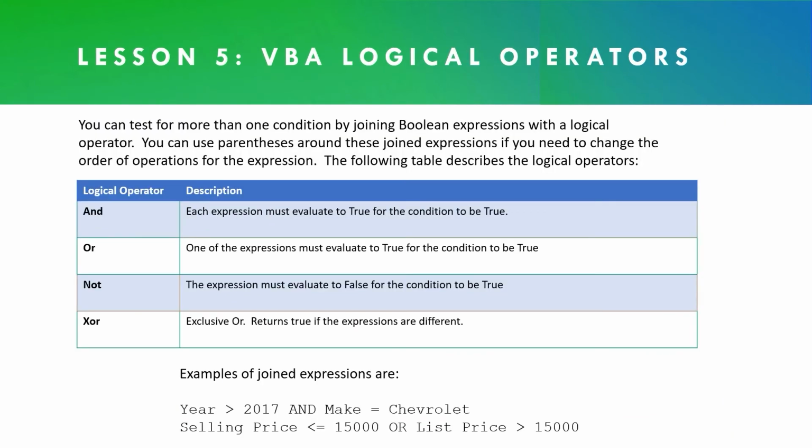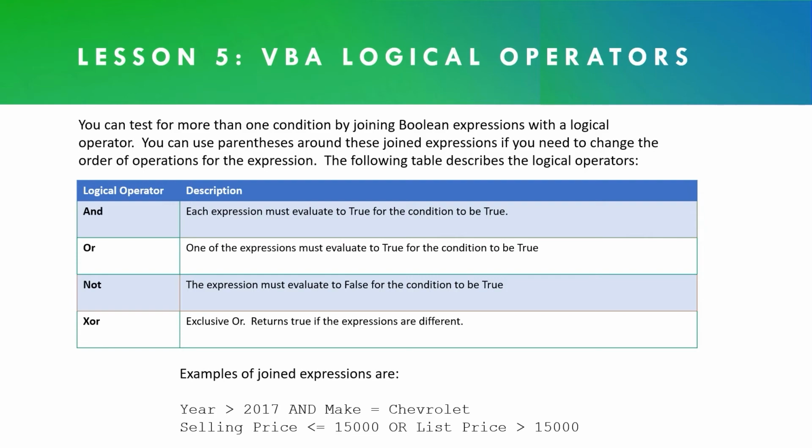Then you have the logical operators. You can test for more than one condition by joining Boolean expressions with a logical operator. We have the table here: And, Or, Not, and Xor, exclusive or. When you're using the And operator, each expression must evaluate to true for the entire condition to be true. When you're using Or, only one of the expressions must evaluate to true for the condition to be true. The Not logical operator says the expression must evaluate to false for the condition to be true. And then you have exclusive or, which returns true if the expressions are different.